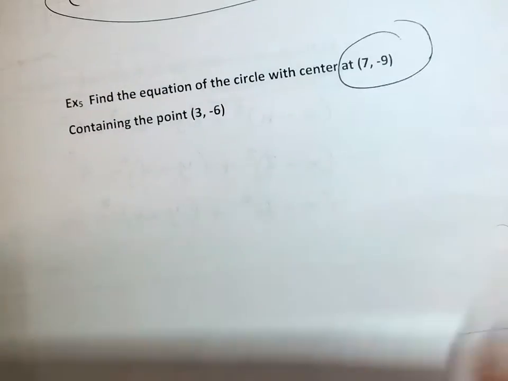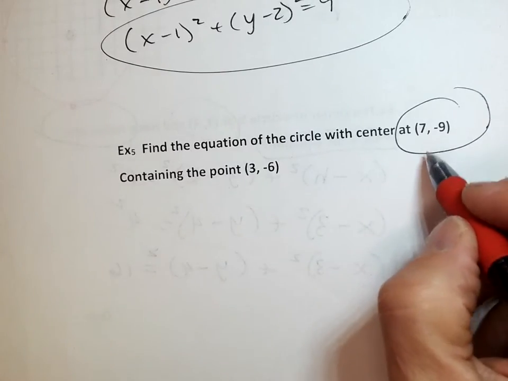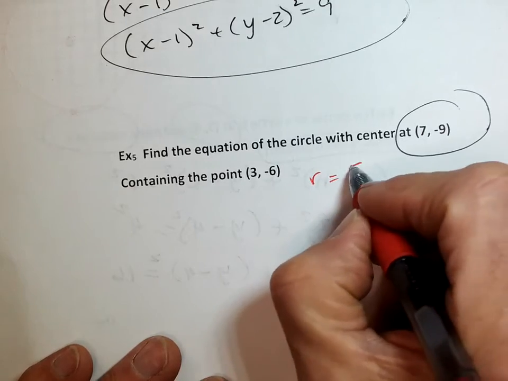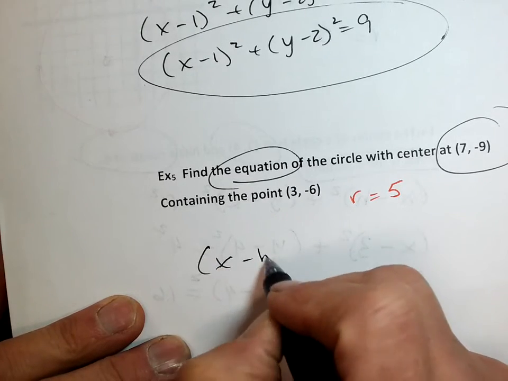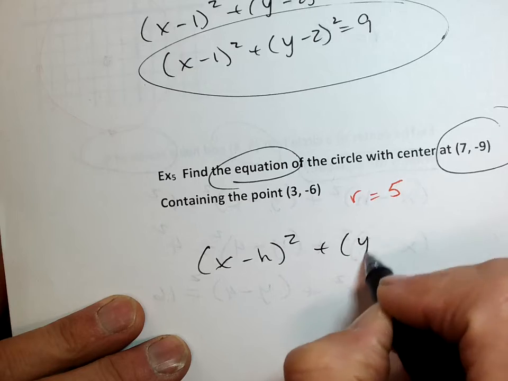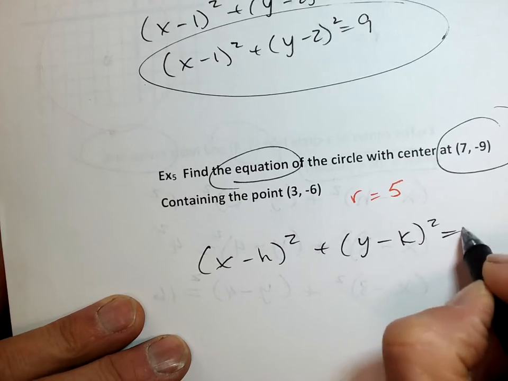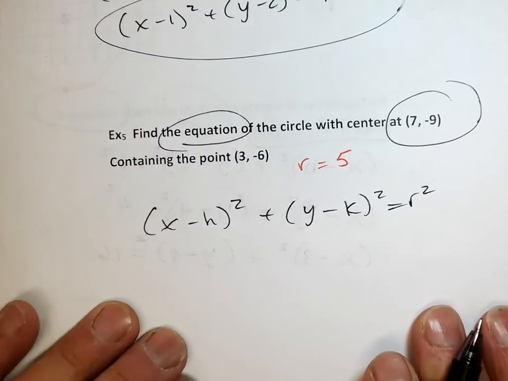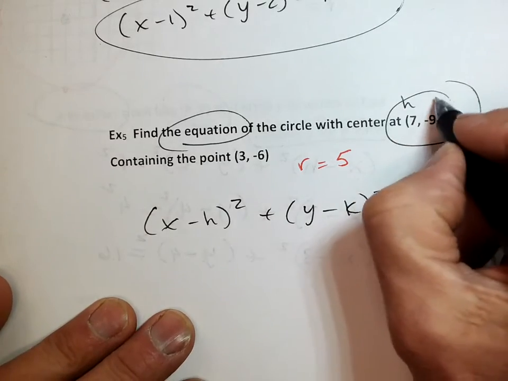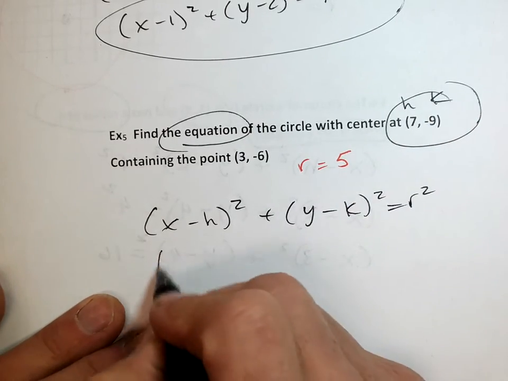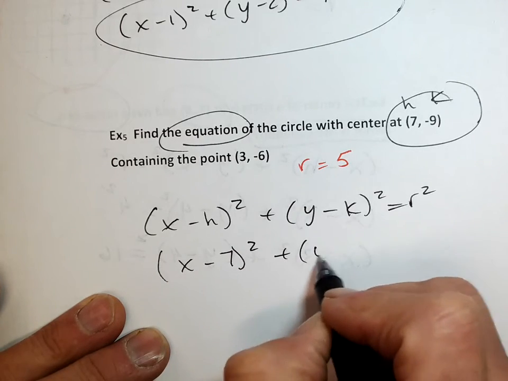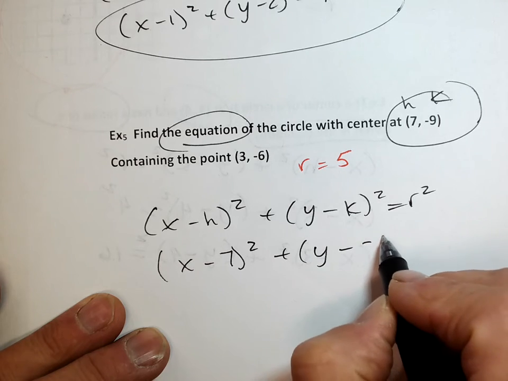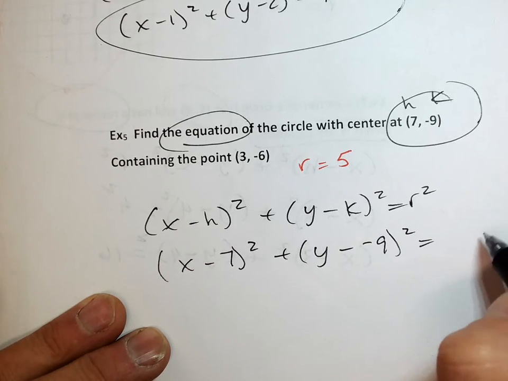So let's go back to what I have. I know my center's at 7, negative 9, and I know my radius is 5. So if I need the equation, I go back to my (x minus h) squared plus (y minus k) squared equals r squared, and plug the numbers in. There's my h and my k because that's my center. (x minus 7) squared plus (y minus a negative 9) squared equals my 5 squared.